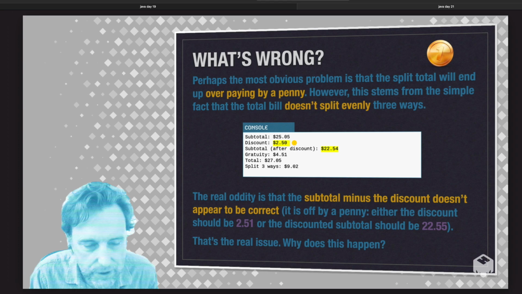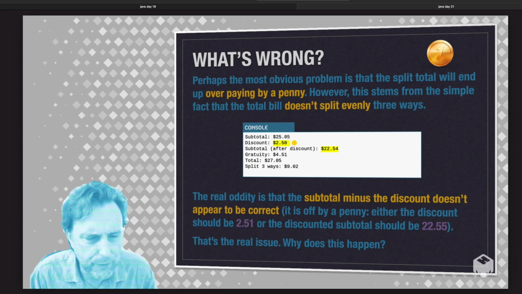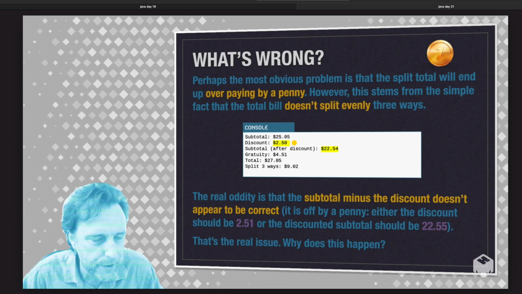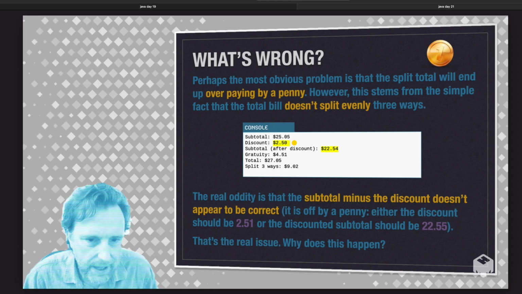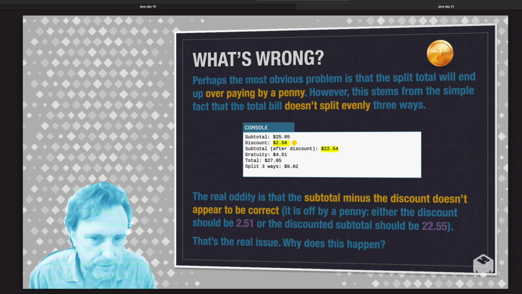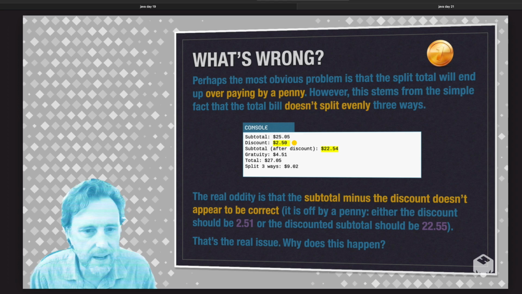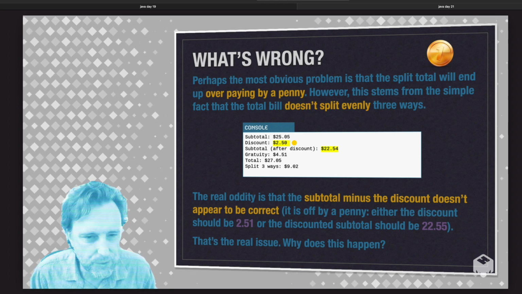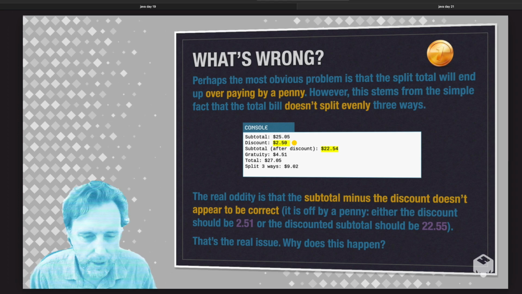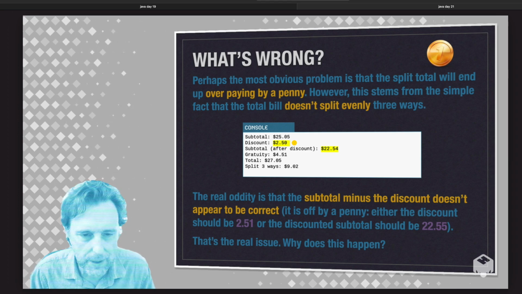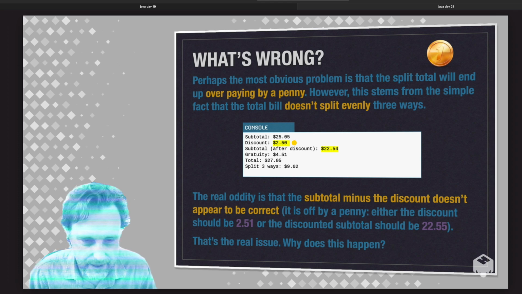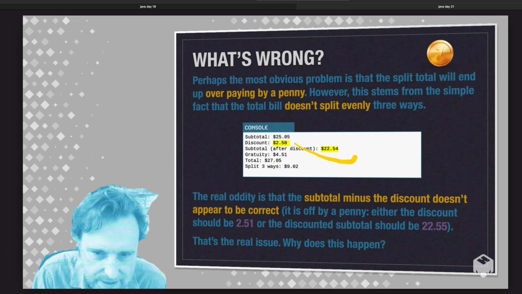So, looking at the discount. If we took 10% of 25.05, we would get 2.505. And most people would look at that and say, well, that should round up to $2.51. The way we most often do rounding is you would round that up, and it doesn't appear to have done that. But then even worse, this is the big thing.